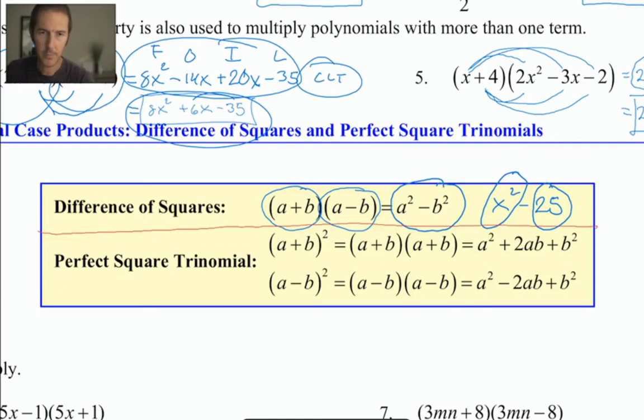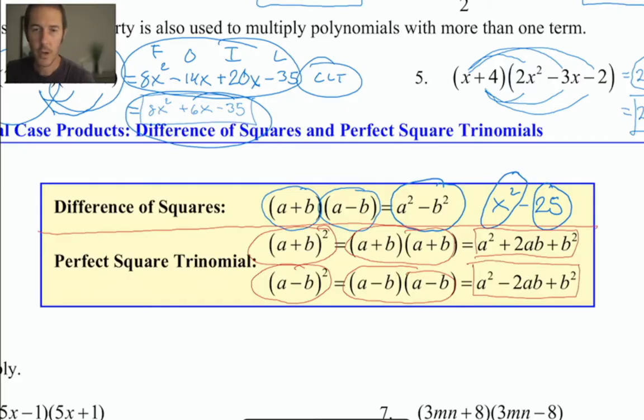When you take a plus b and you square it, remember that squaring means multiplying it by itself. A plus b times a plus b. You end up with an answer that looks like this. When you take a minus b and square it, which means a minus b times a minus b, the result looks like this.